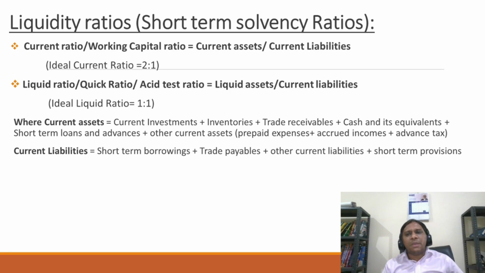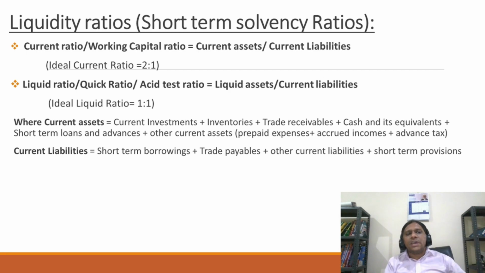Cash and bank balance may be idle. Stock is in excess, which is unsold, which may harm our business reputation too. So, the current ratio, which is also called the working capital ratio, you must not confuse with the working capital turnover ratio, which we will study later on. Working capital ratio is current assets by current liabilities, and the ideal is 2:1.